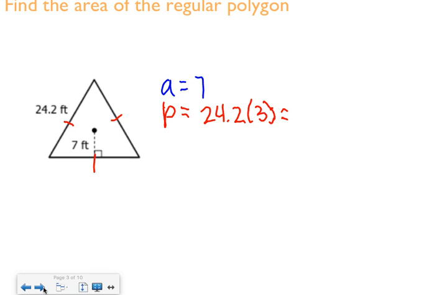What do we get, folks? 72.6. Because you take A equals 1/2 times A times B, where the apothem equals A. I'll show you. It's your formula for area. We'll use our radius later on in the lesson. This is your formula. Now we can just plug into that, right?